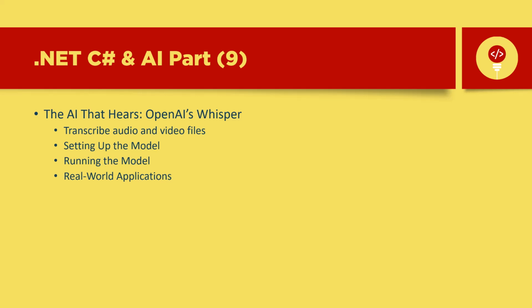Today, we're diving into OpenAI's Whisper, an advanced AI model that can listen to and understand audio just like us, and it's open source. Whisper isn't just another transcription tool. It's a powerful tool that can handle complex audio files, making it perfect for converting spoken content into text, whether it's a podcast, lecture, or any kind of recording.